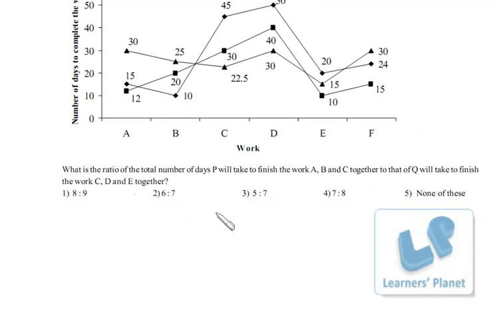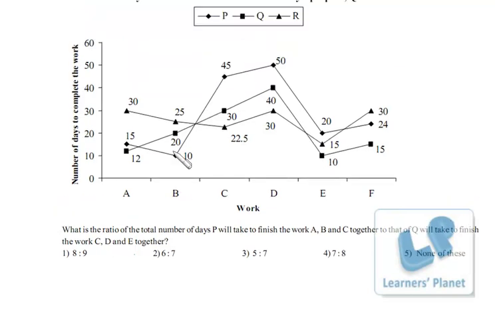What is the ratio of total number of days P will take to finish the work A, B and C together to that of Q will take to finish the work C, D and E together? Okay. So P is this kite shape. P will take 15 days to complete work A, then 10 days to complete work B, then 45 days to complete work C. So that is the total duration P will take to complete the work A, B and C, right?